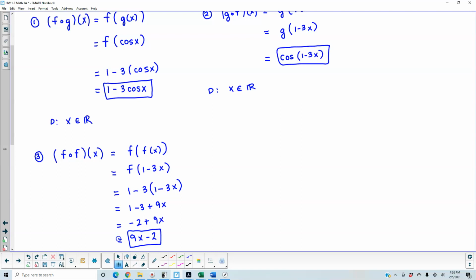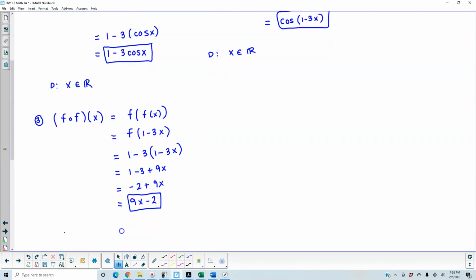So what is the domain of this function? Well, again, that can be any real number.